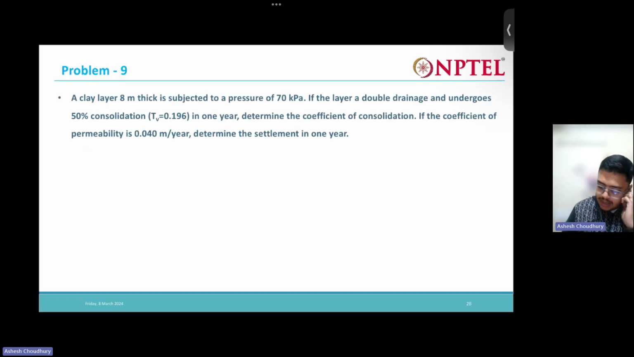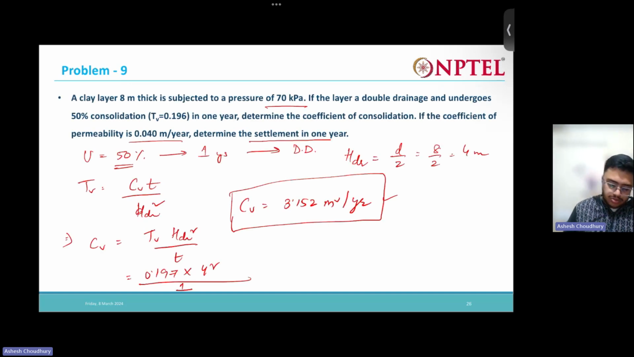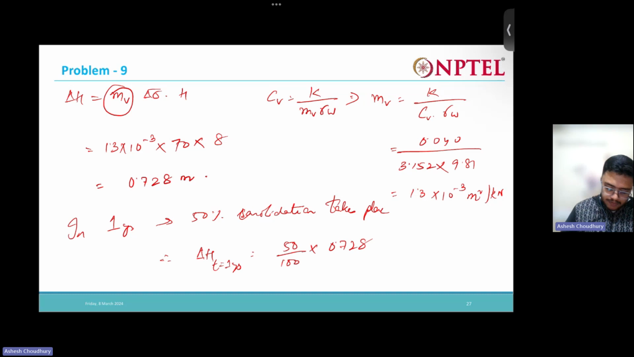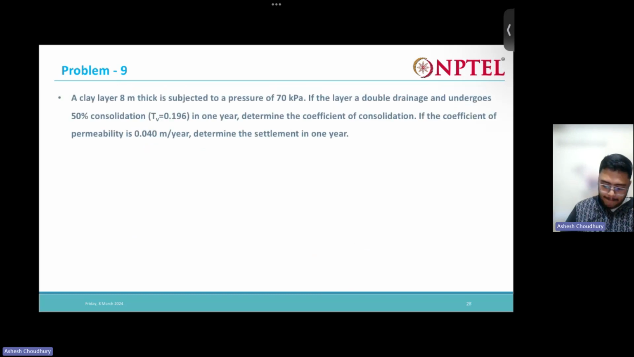So it is asked to us determine the settlement in 1 year. So in 1 year, 50% consolidation takes place. Therefore, settlement at t is equal to 1 year is 50 by 100 into the ultimate settlement, nothing but 0.36. Okay, I hope this is clear, right?